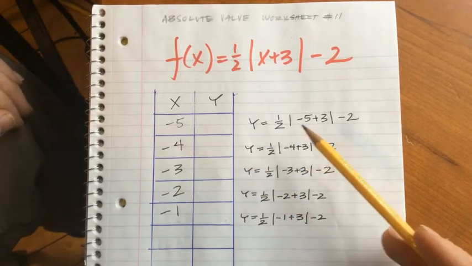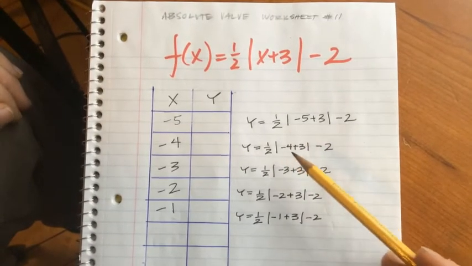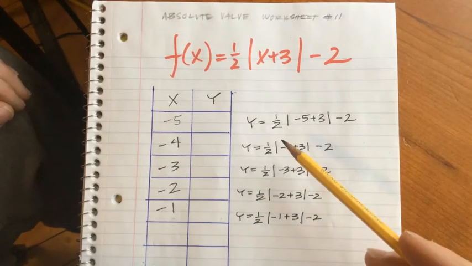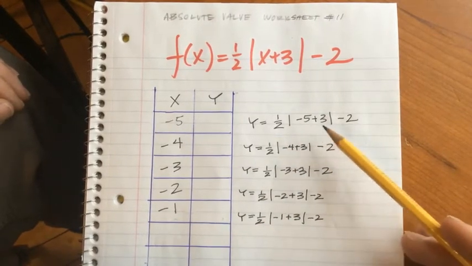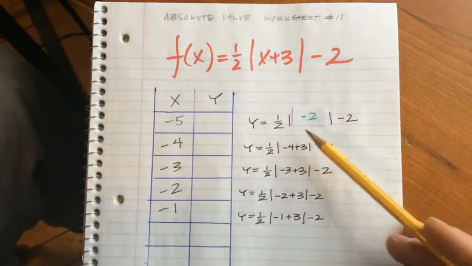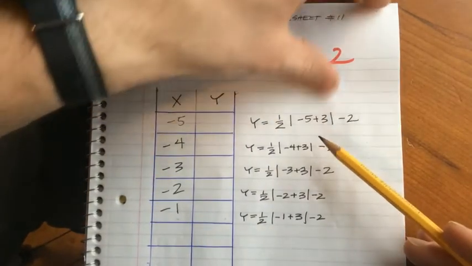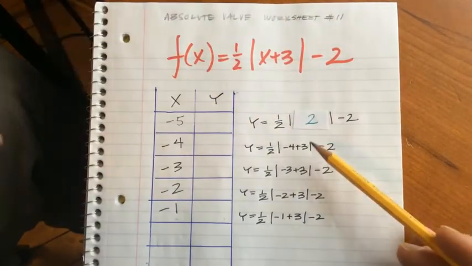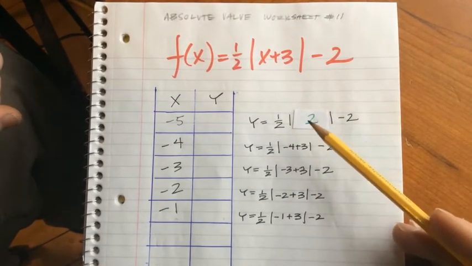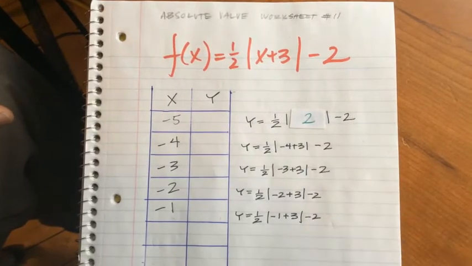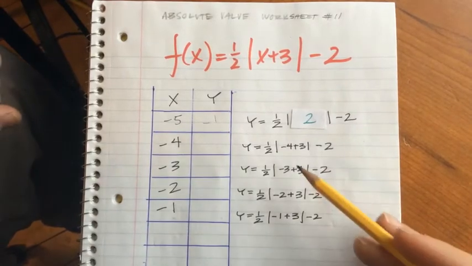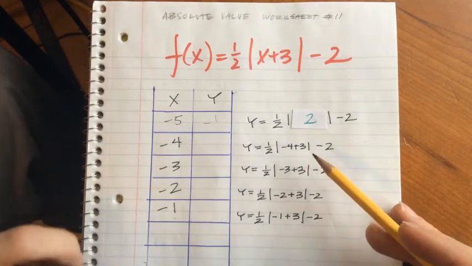Over here I've written the function with the x values -5, -4, -3, -2, and -1 substituted in. And so we need to calculate the parenthesis first. That's the absolute value. So if we do the absolute value of -5 plus 3, that's -2. But the absolute value of -2 is +2. And so when we multiply it, 1/2 times 2, that makes 1, minus 2, -1.